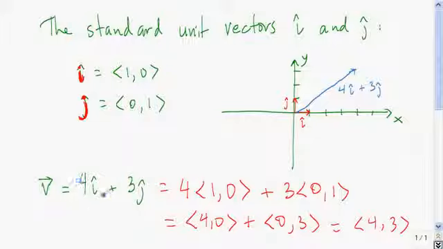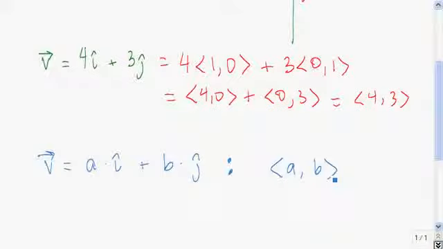So in general, if you have a vector a times i plus b times j, it's just going to go a units in the x direction and b units in the y direction. All right, so the vector a times i hat plus b times j hat is simply the vector (a, b).